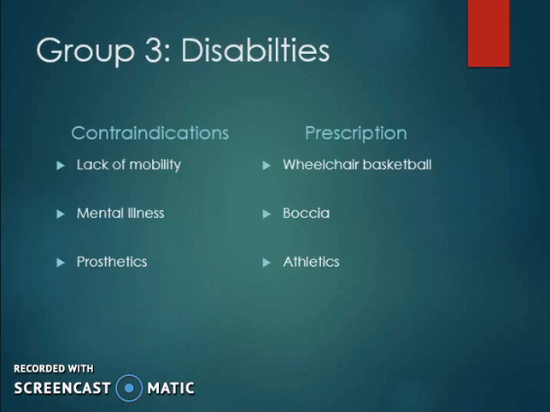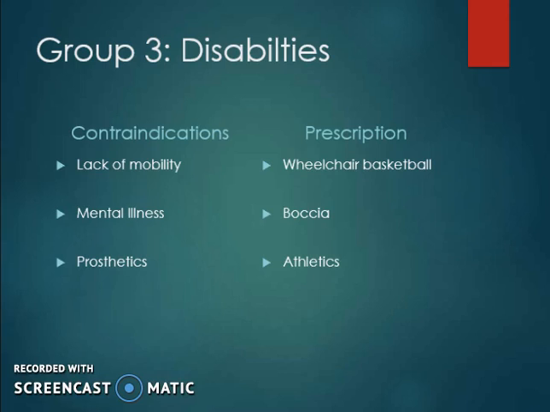The final group is disabilities. And there's many different disabilities that could be labeled contraindications. Some of these being lack of mobility, mental illness, and prosthetics. If you're not that mobile, then a good sport to play may be wheelchair basketball, especially if the problem lies in your legs. This is still a fun sport to play, and you'd still be able to participate as equally as everyone else in a wheelchair.